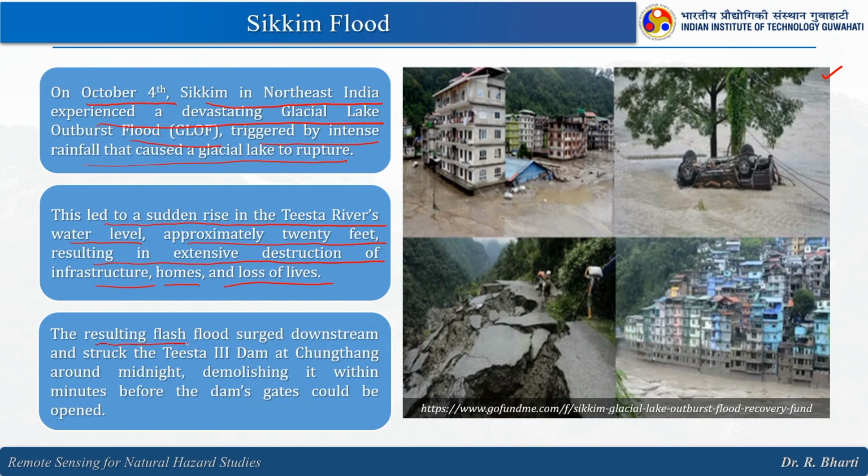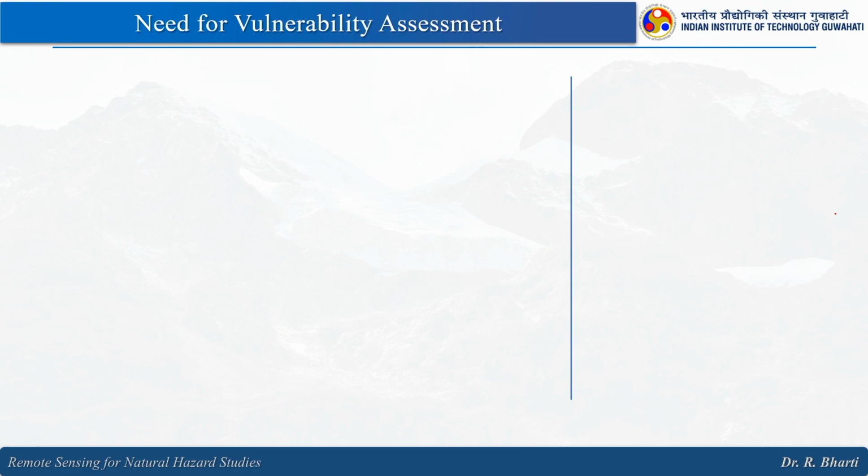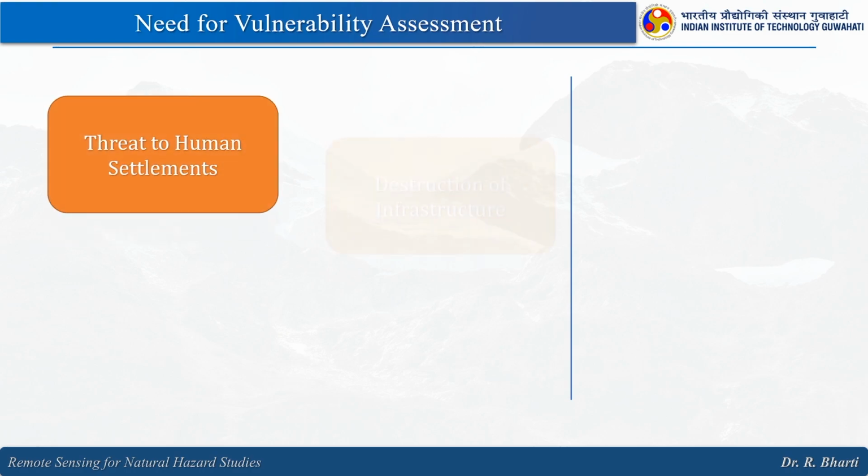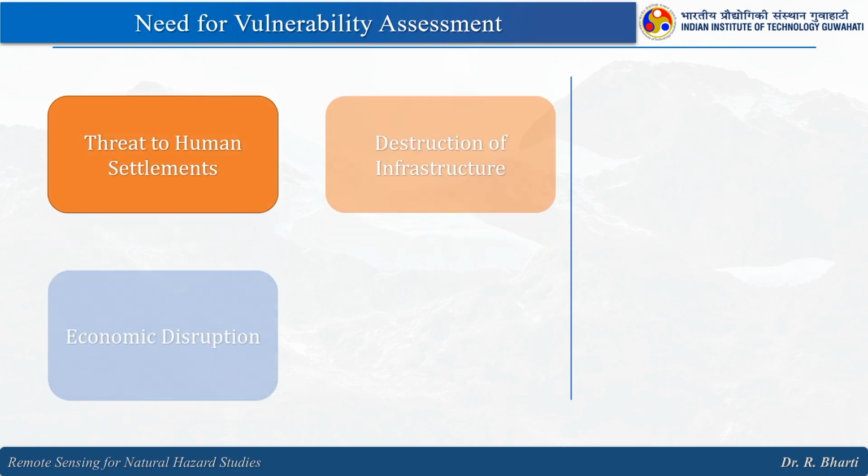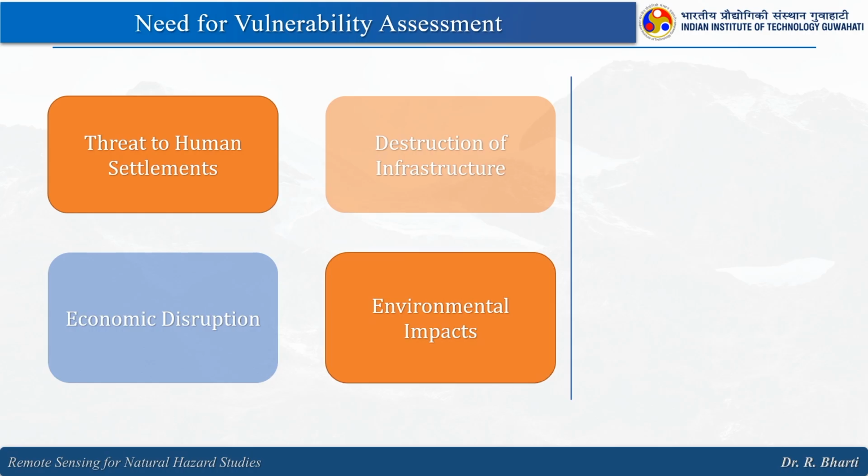The resulting flash flood surged downstream and struck the Tista 3 dam at Chungthang around midnight, demolishing it within minutes before the dam's gate could be opened. So, this is the example from Sikkim Himalayas, and this particular slide will help you to understand what is the need of the vulnerability assessment of these lakes.